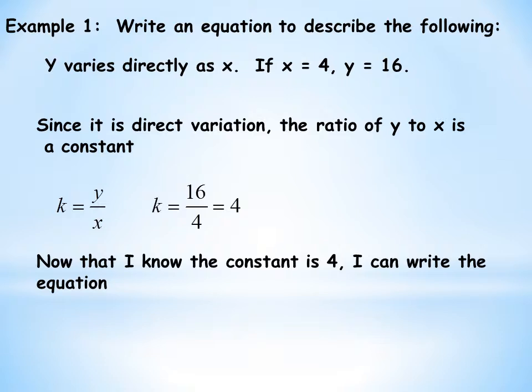Now that I know that the constant is 4, I can write the equation. Remember, if it is direct variation, the equation will be y equals kx. You can just use your constant equation above and solve it for y, and you'll get this equation. And then I just substitute 4 in for k, and I get the equation as y is 4x.